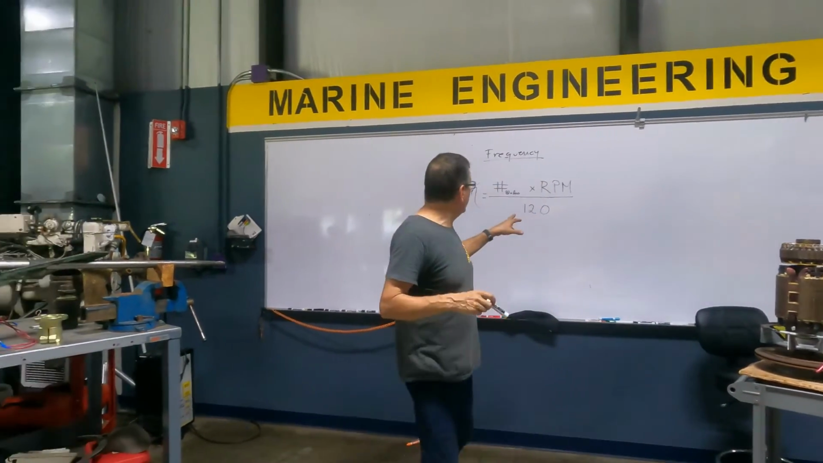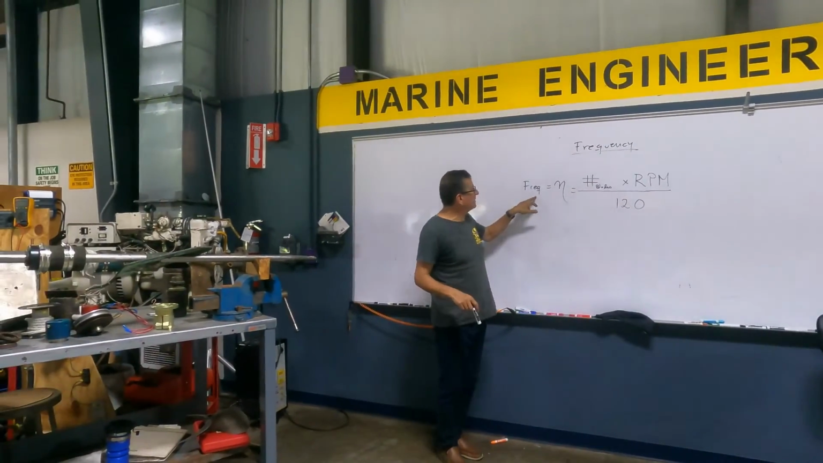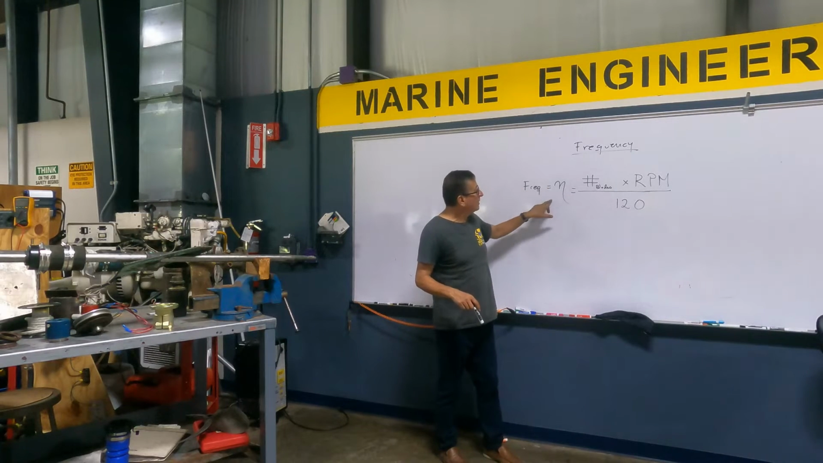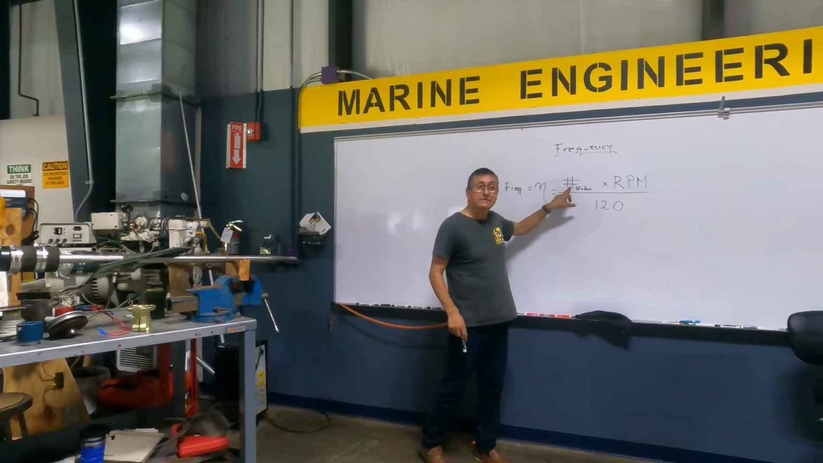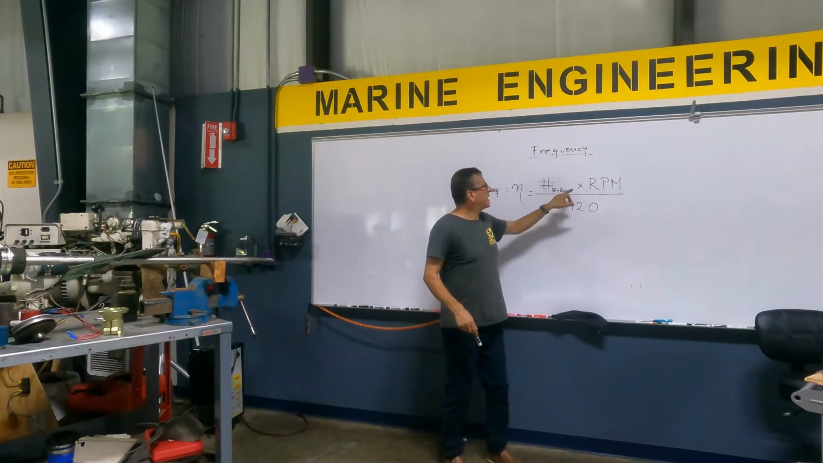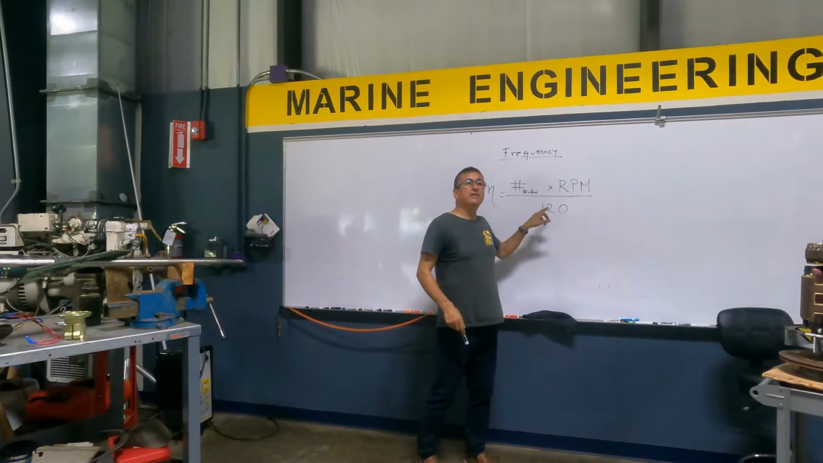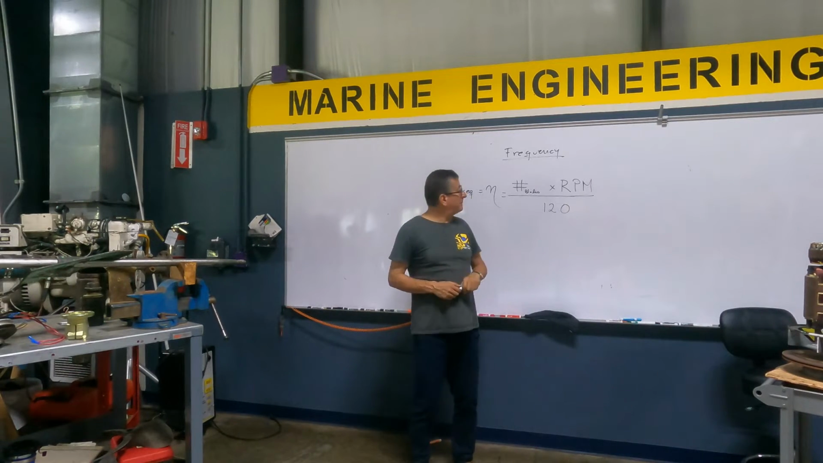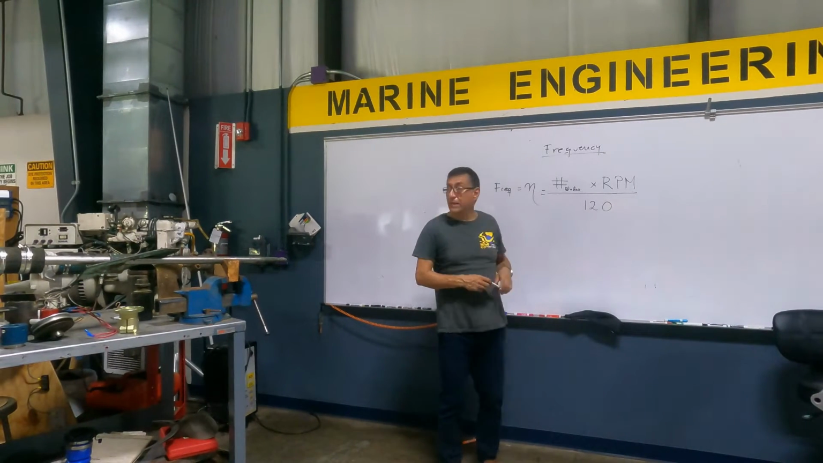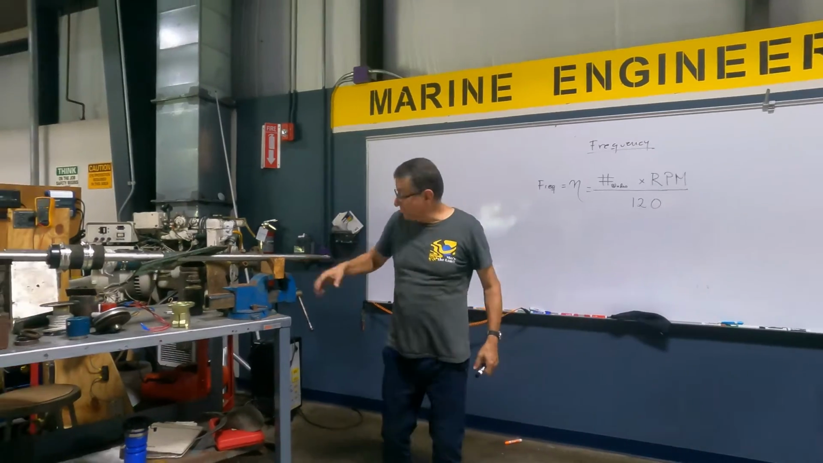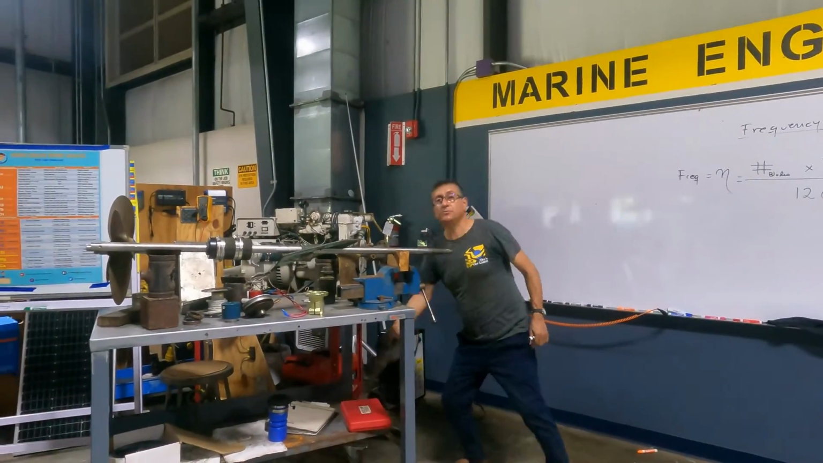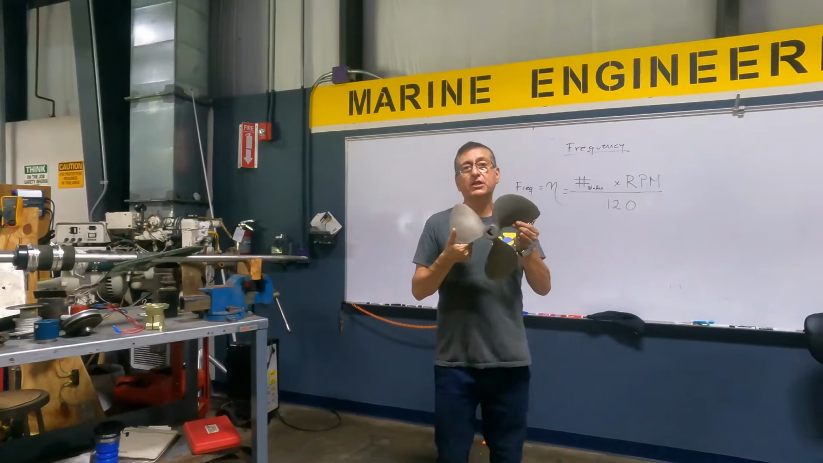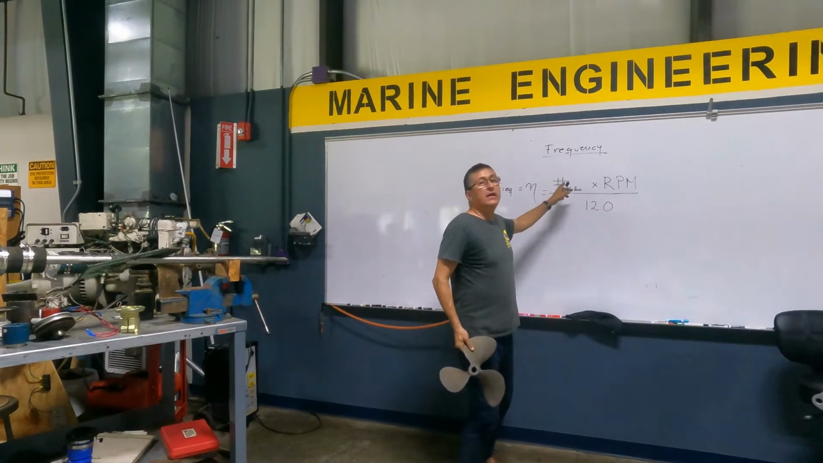Let me explain the formula. The frequency, this is the symbol, is equal to the number of blades, in the case of the propeller, times the engine RPMs, divided by 120. All right, pay attention. The number of blades is the number of blades of the propeller. In this particular case, this propeller has 3 blades. I am going to put 3 blades here.